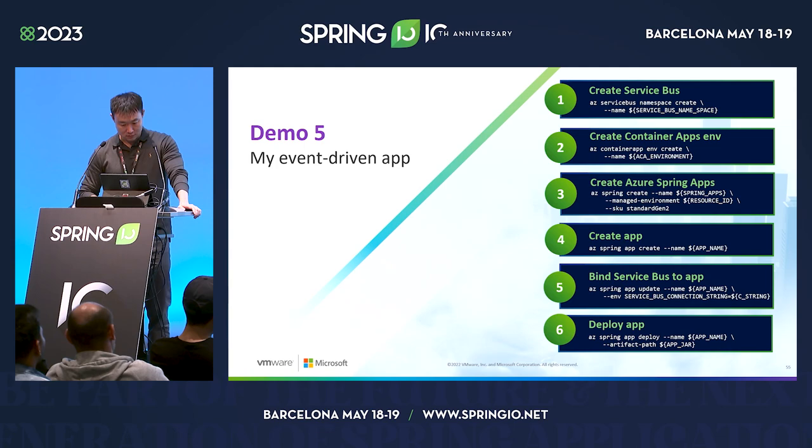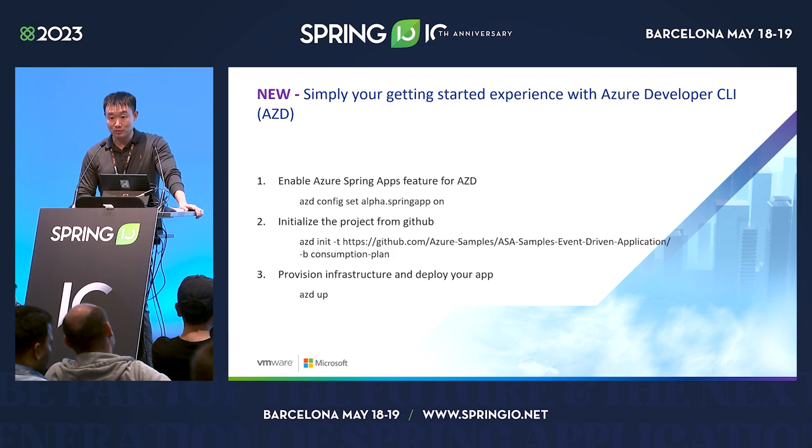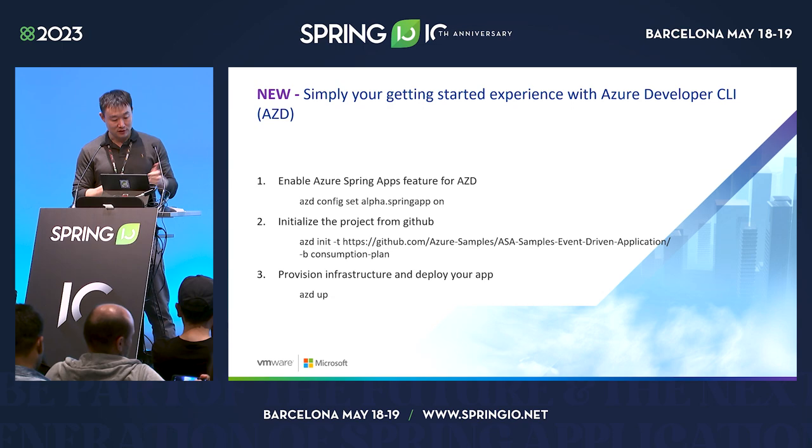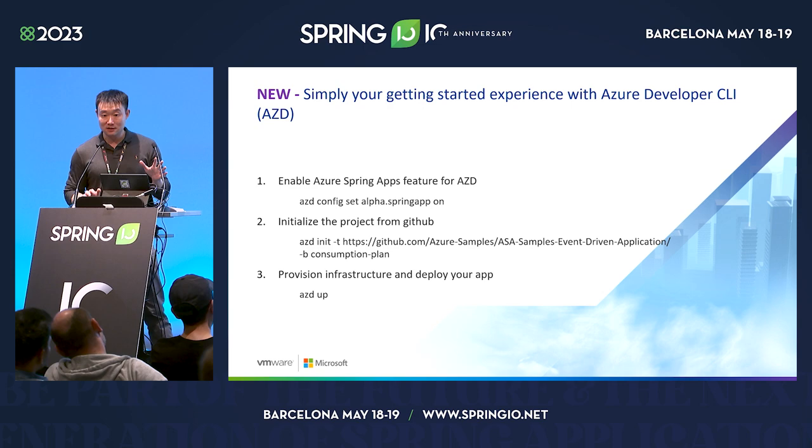We're going to introduce another way for you to get started, and that will optimize your code-to-cloud experience. This is called the Azure Developer CLI, or AZD for short. There are three steps involved in deploying this entire code sample with AZD. The first step is we're going to enable the Azure Spring Apps feature for AZD. The second step is we're going to initialize the project from a GitHub repo, and here I've appended the URL from the GitHub repo. And lastly, to get this up, all I need to do is one simple command, azd up, okay?